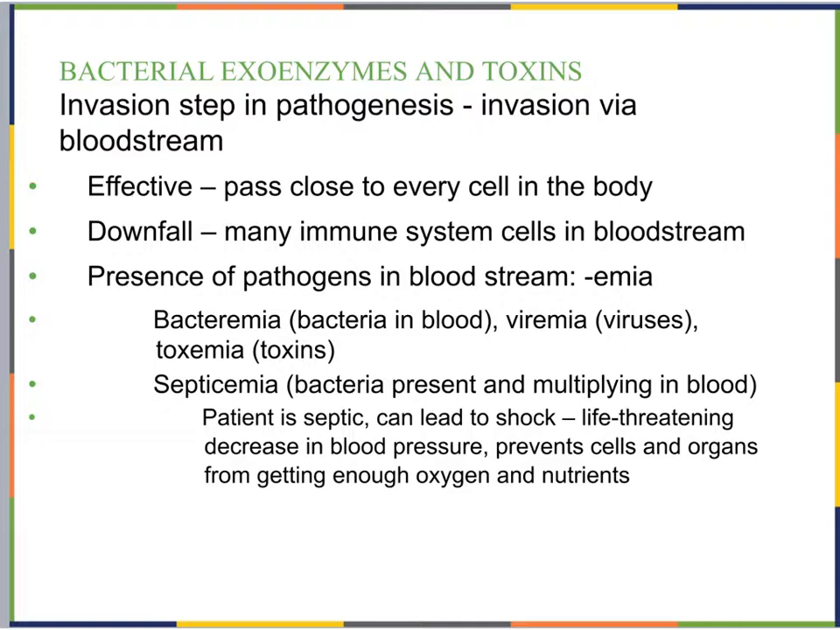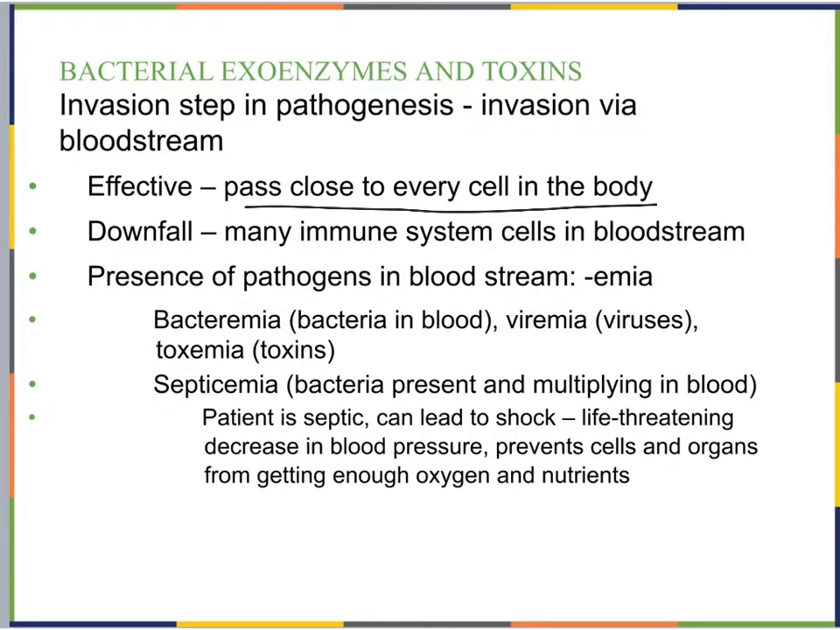So once these organisms have attached themselves to the body in some way, then they can utilize these exoenzymes and toxins, and we spoke about H. pylori and how it can make urease, and that kind of liquefies the mucin gel in the stomach and allows it to invade further. So they can be very, very effective. And then also, depending on where it is, it's going to be close to every cell in the body. Especially if we're talking about something that produces a toxin in the bloodstream, that can travel through the bloodstream, and that's going to pass by every cell in the body, and that would be very effective then.